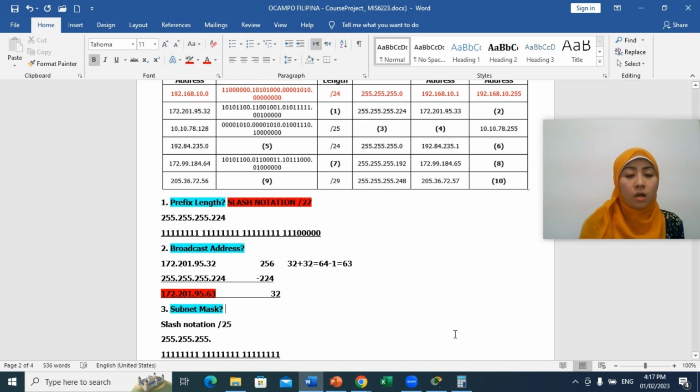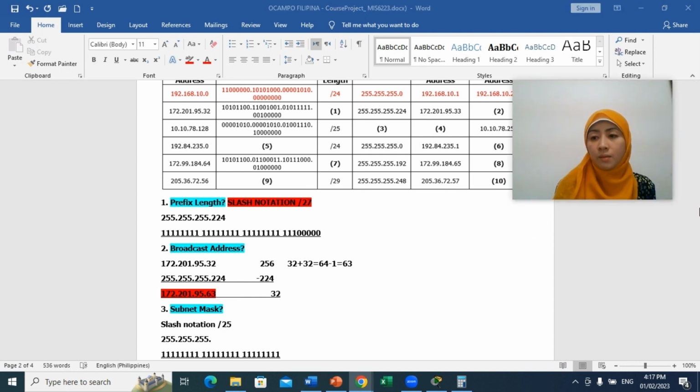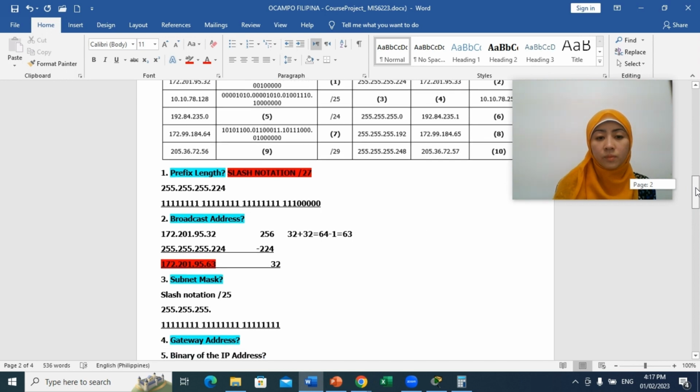So moving on to number three, we need to get the subnet mask. In the subnet mask, there is a slash notation of 25. So how do we get the subnet mask? By the prefix length of 25, which means there are 25 ones in this subnet mask.